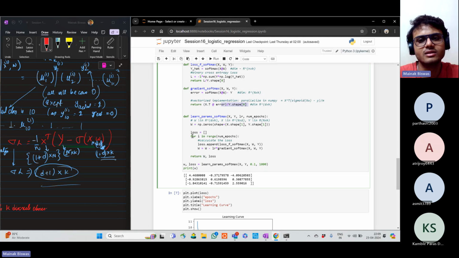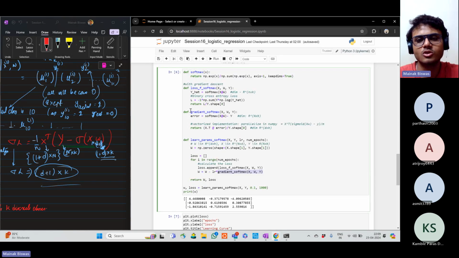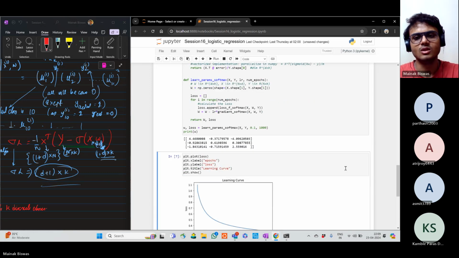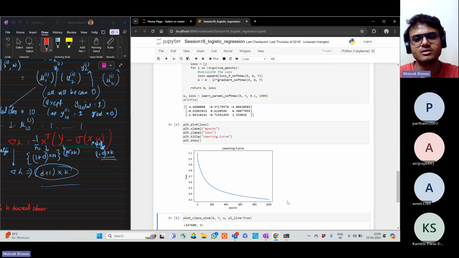Now I do gradient descent for 1 to the number of epochs. Here the batch size is 150, so I did not do batch gradient descent. I did it on the entire thing. I append the losses just to keep track, and I update the weights. Weight minus learning rate times the gradient of the softmax. This is how you write modular code. You just call gradient, it will give you the gradient, and just update. So now you get a unique value of W. W is a 3 by 3 matrix, and I plot the curve.